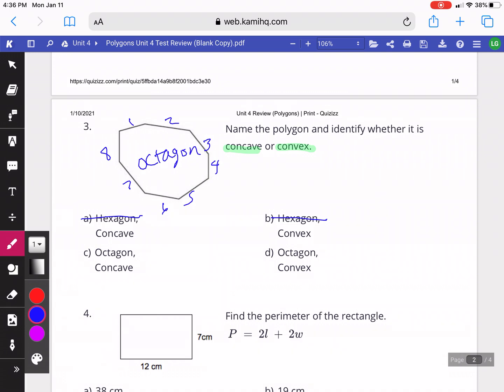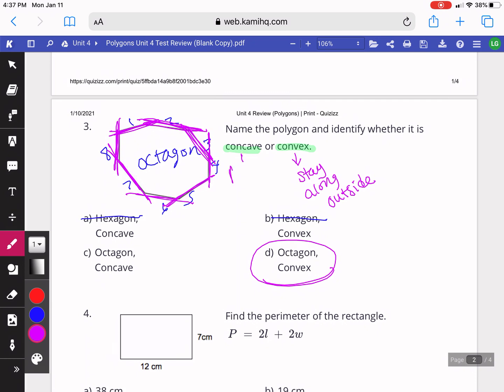Then to check if it's convex or concave, I'm going to extend those outside edges. If I extend them, we'll notice all these lines stay on the outside. If that happens, it's convex. They stay along the outside. So this one's a convex octagon.